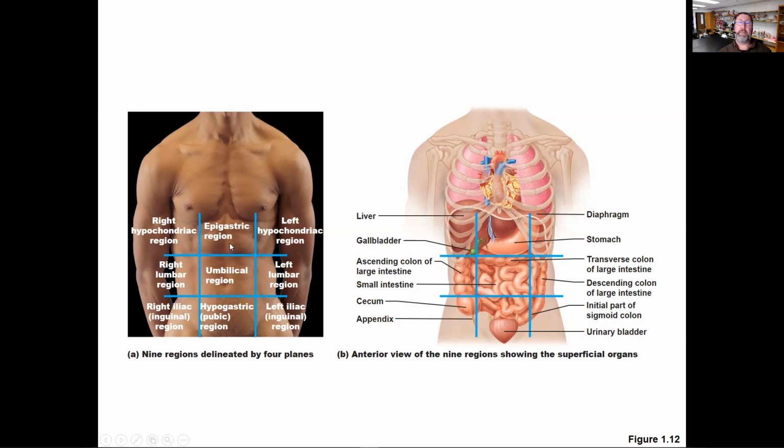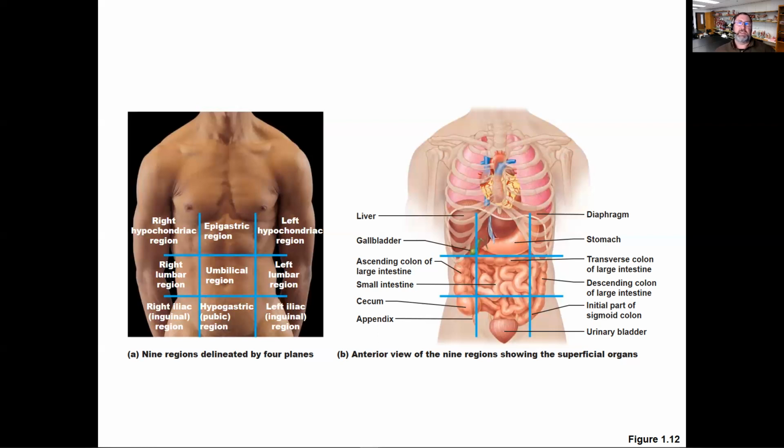We have an epigastric region. Epi is above, gastric is digestion. An umbilical region where the umbilicus is, the right and left lumbar regions. So remembering those lower 5 vertebra, having dinner at 5. And then our right iliac region and left iliac, or inguinal. So if you put your hands on your hips, you're probably putting your hands on your ilia. And so each one of those iliac bones, it then becomes a region.